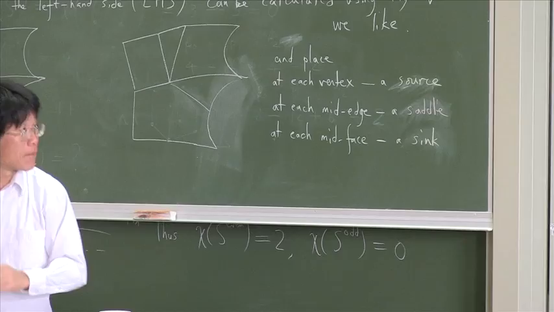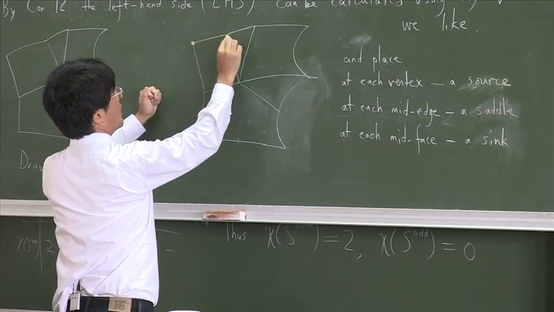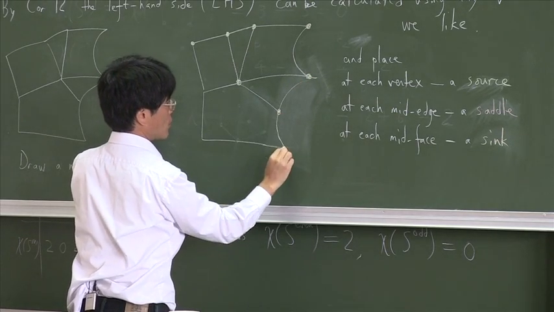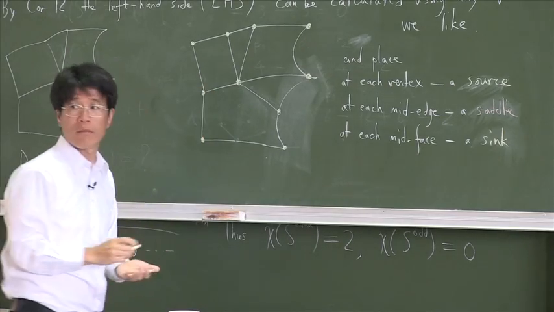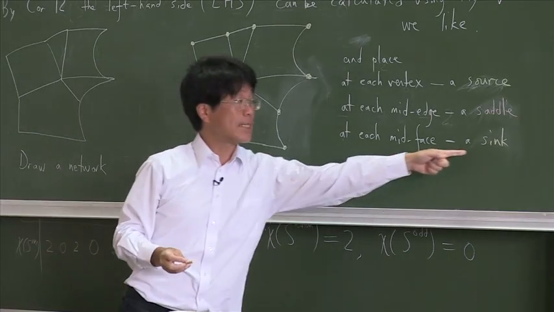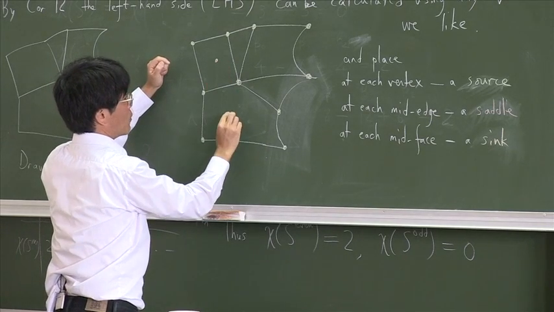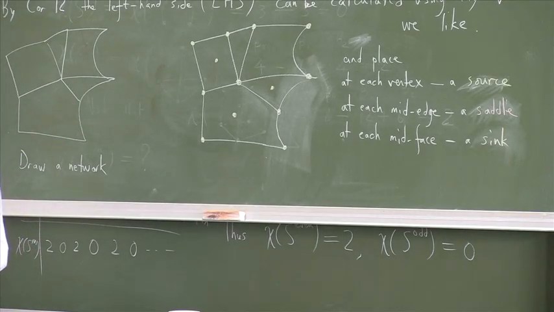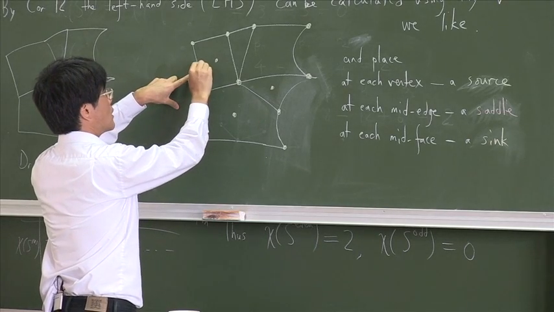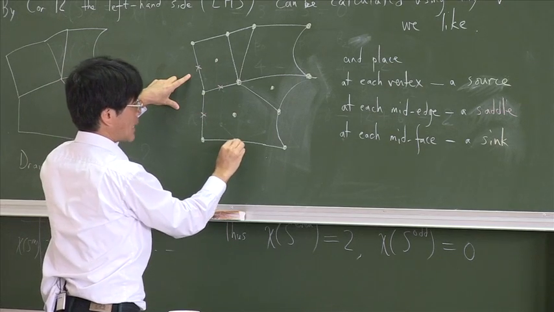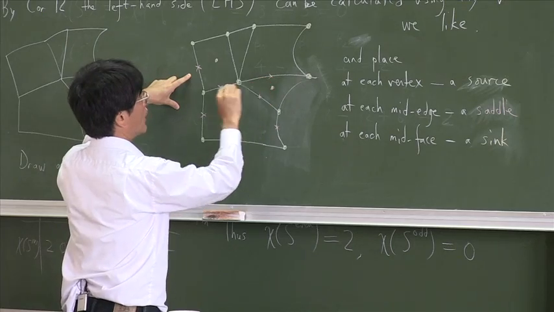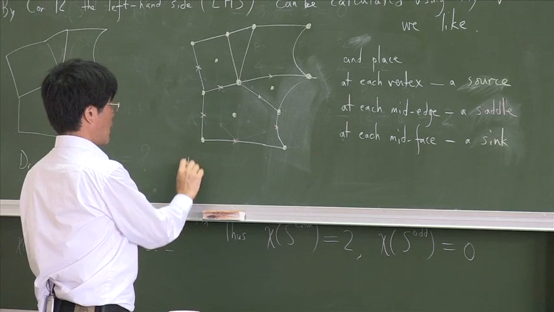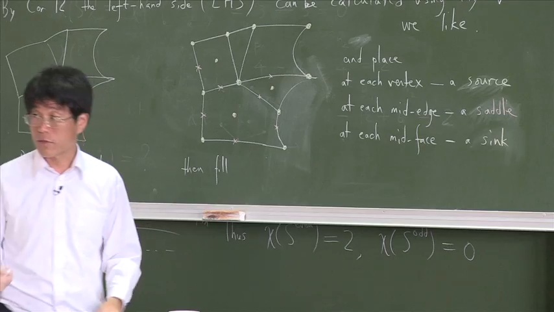So, let's see. At each vertex, I put the source. In other words, this water, if you like, is coming out of each of these points. Okay? And in the middle of each face, let's do the sinks, it's going down at those points. Okay? I'm not going to draw everywhere. And then, at the middle of each edge, I put a saddle. So saddles are indicated by red crosses, like this. And what we do is then fill the rest of the picture.